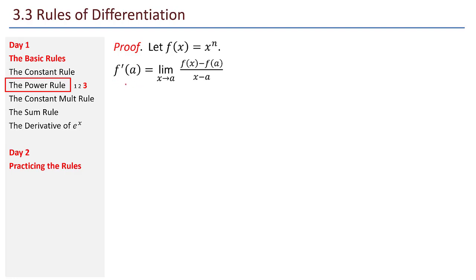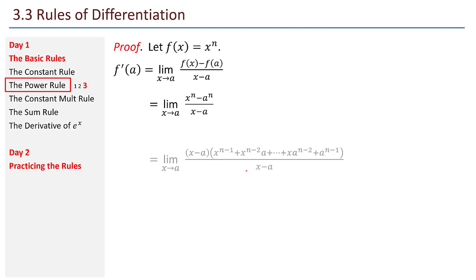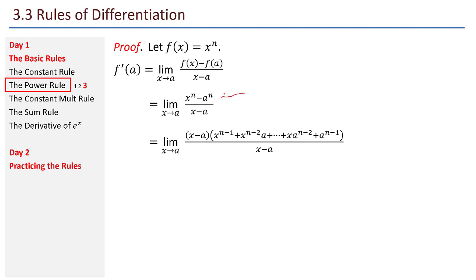F prime of a is the limit as x goes to a of f of x minus f of a over x minus a. And so by putting my function in, x to the n, I get the limit as x goes to a of x to the n minus a to the n over x minus a. Now, there's an algebraic fact which is not well known, but it's true. I can factor that numerator. I can factor out x minus a, and then all this other stuff remains as the other factor. I have an x minus a on top and x minus a on the bottom. All that remains is that other factor.